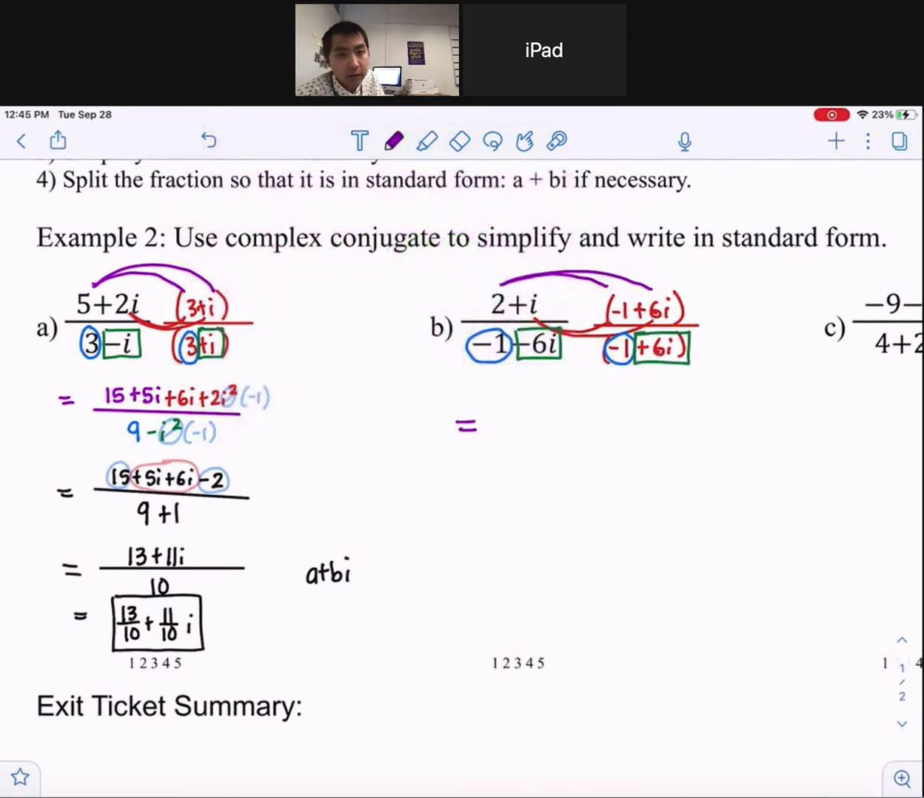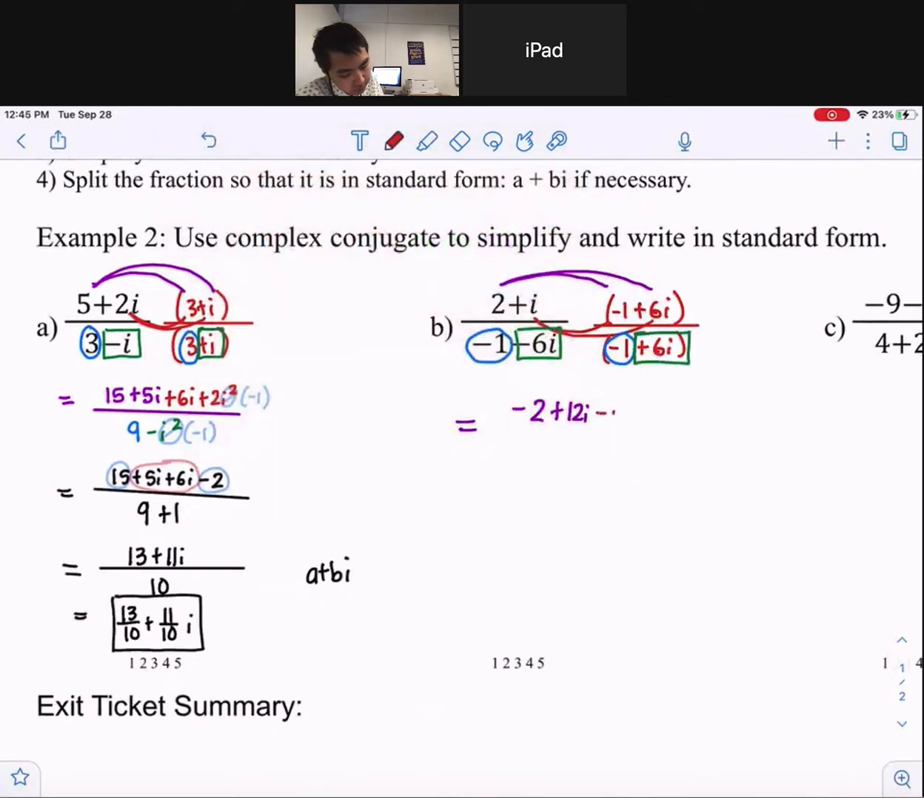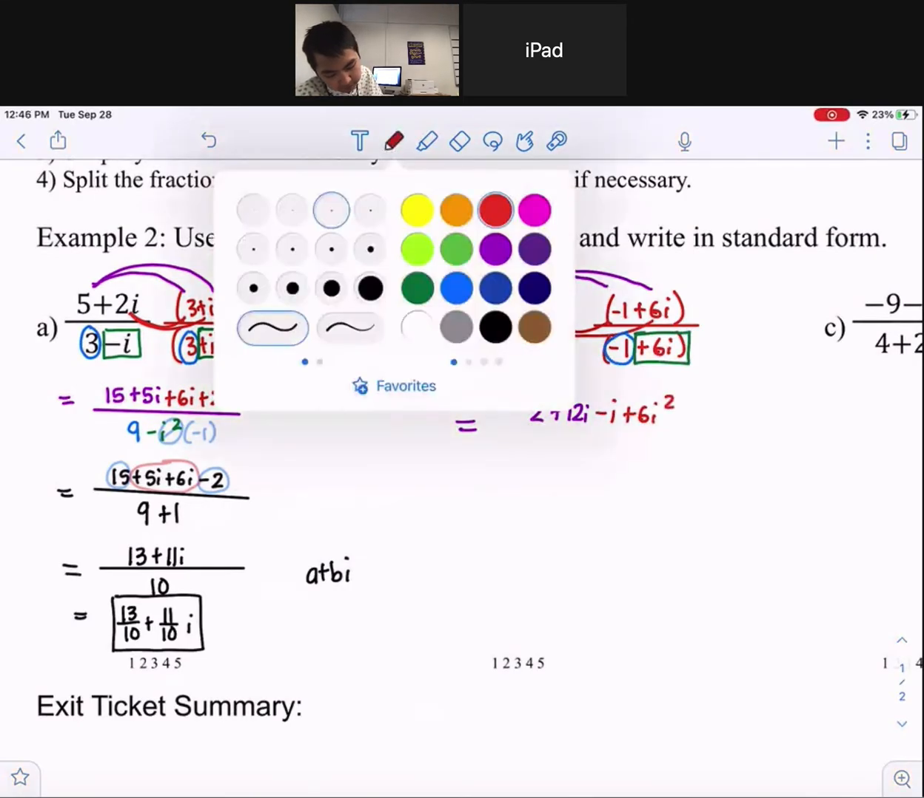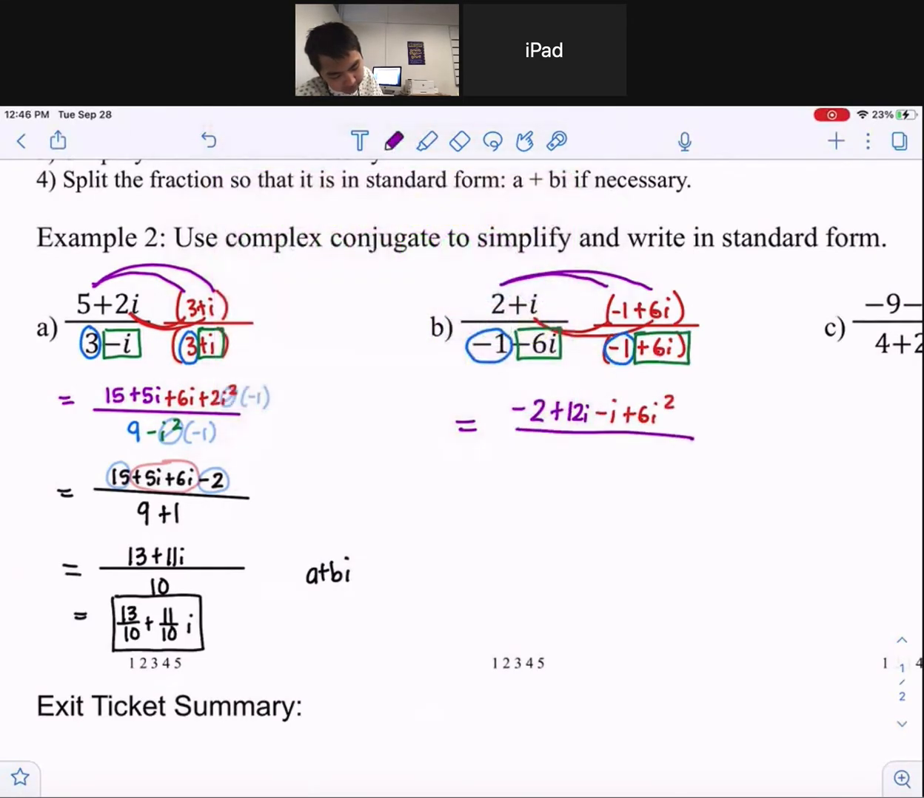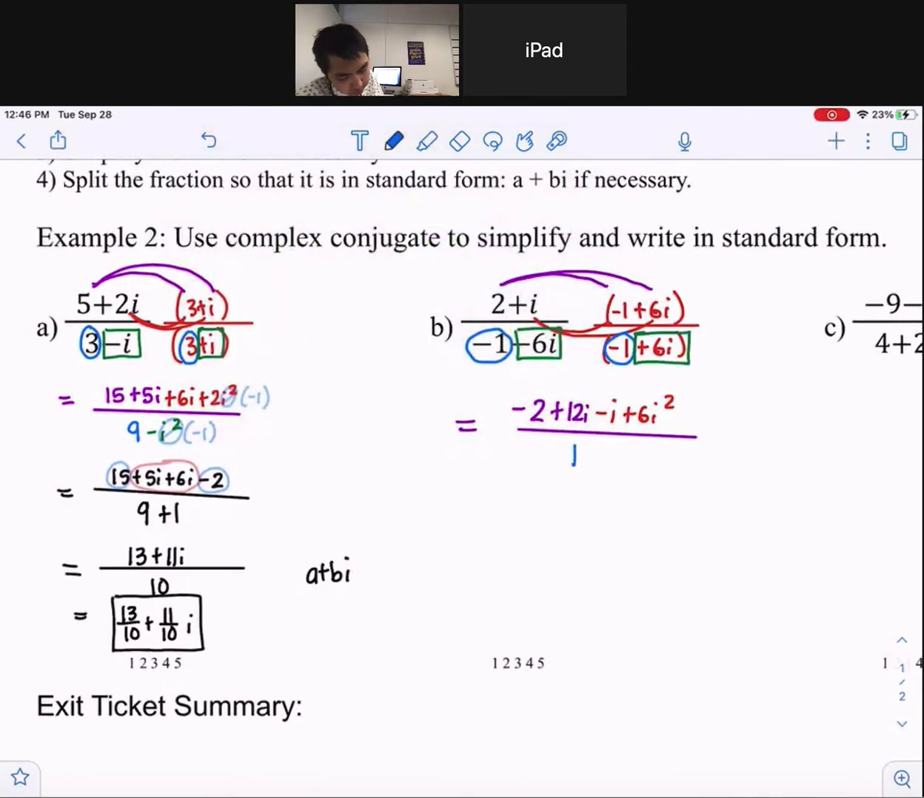Okay, the purple. 2 times -1 is -2. 2 times 6i is 12i. Now we're on the red. Distribute, right? i times -1 is -i, i times 6i, 6i to the second power. Now for the denominator, we're going to do the shortcut, right? -1 times -1 is 1. -6i times 6i, you guys, that's -36i to the second power. And let me color coordinate it for you guys, so you can clearly see where I'm getting each part.